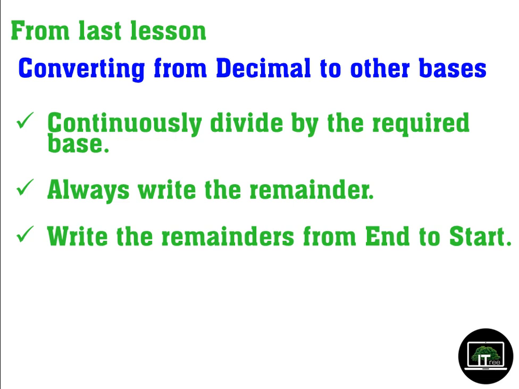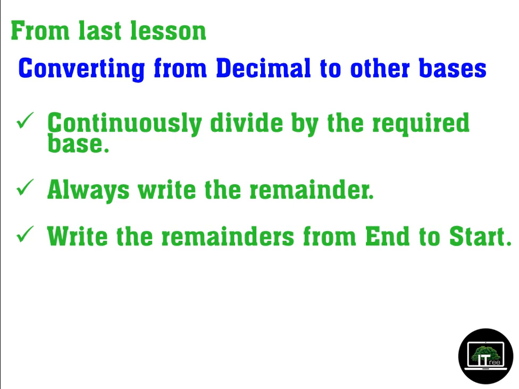Always remember to write the remainders. Whatever remainder you got, you note down separately. At last, you write all these remainders from end to start. Divide the number continuously by the required base, write the remainders from end to start. This is how you can convert any decimal number to any other base.